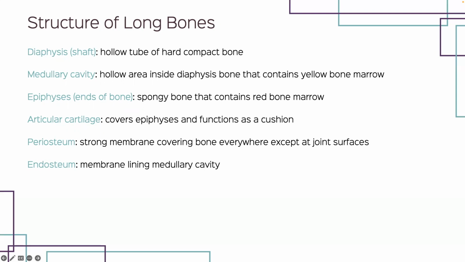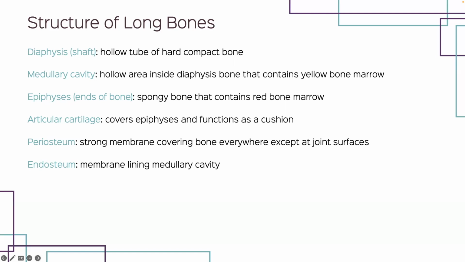The medullary cavity is a hollow area inside the diaphysis of a bone that contains yellow bone marrow, which is an inactive fatty form of marrow that's found in the adult skeleton. The epiphyses are at the end of a long bone. The red bone marrow will fill in the small spaces within the spongy bone that's found within the epiphyses. Some yellow marrow may appear as a person ages, but in the prime of life the majority of what's in there is red bone marrow.